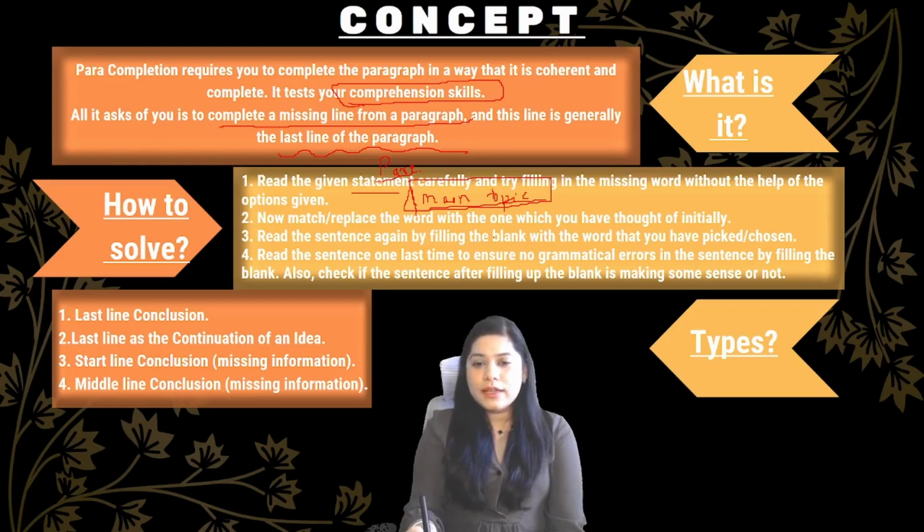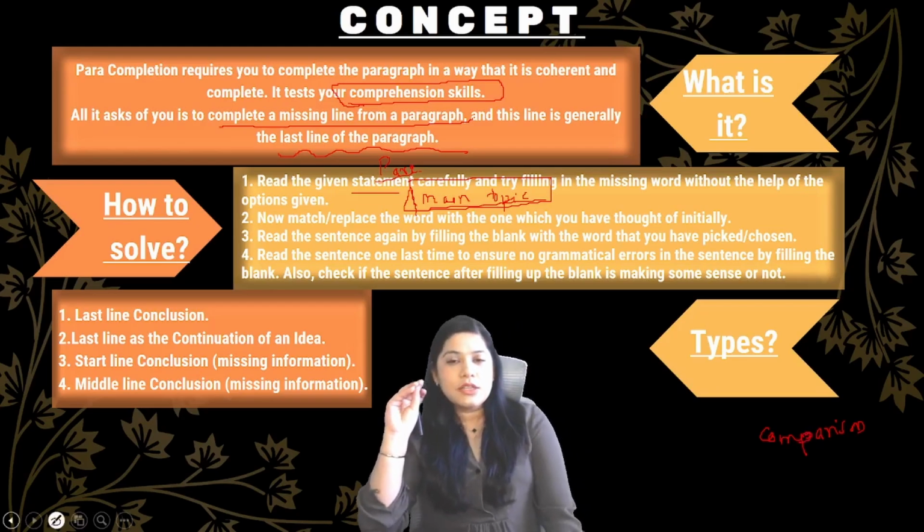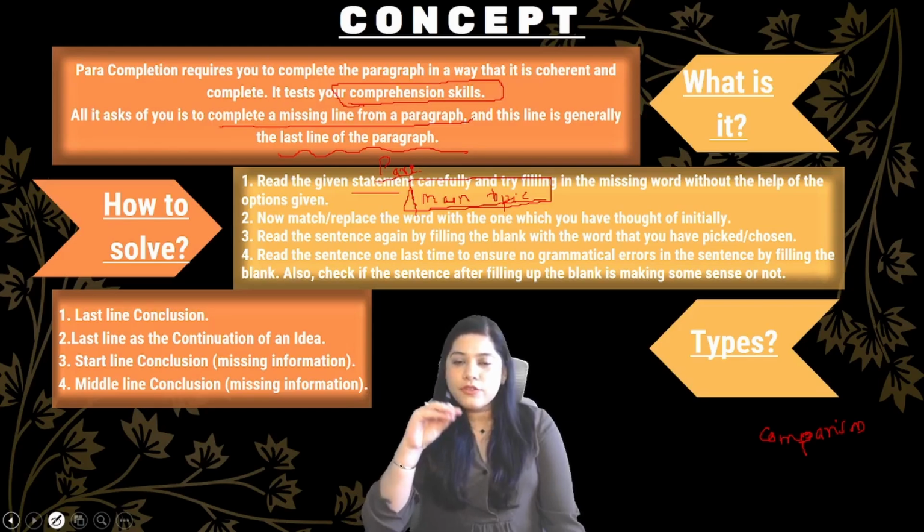Read the overall sentence again. In para-completion and para-summary, these are the 2 topics where comparison skills are very important, students. Comparison skills, right? It's not something like, okay, this option has similar words as given in the paragraph, so this is the answer.